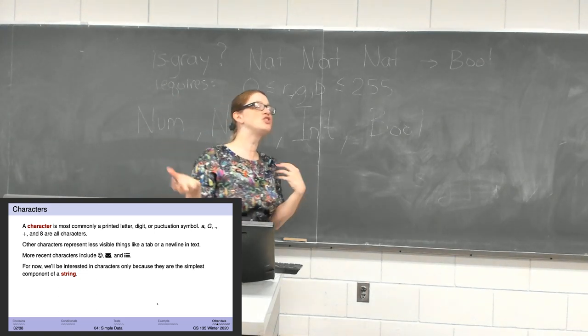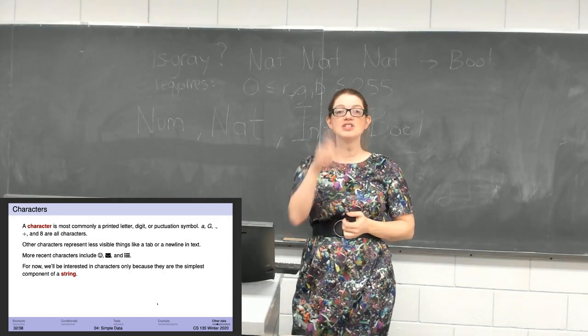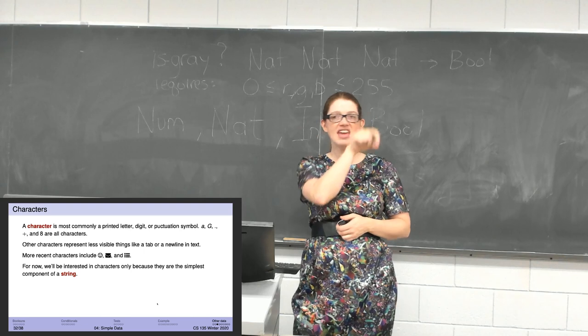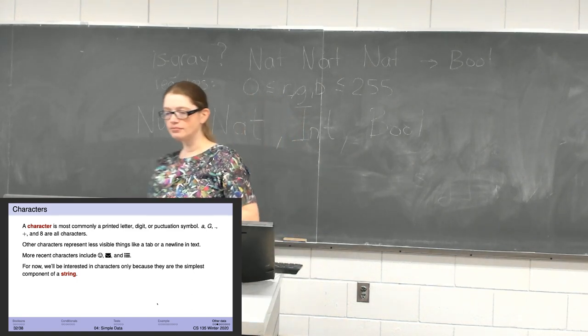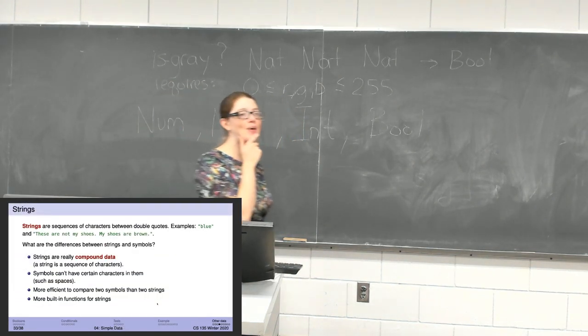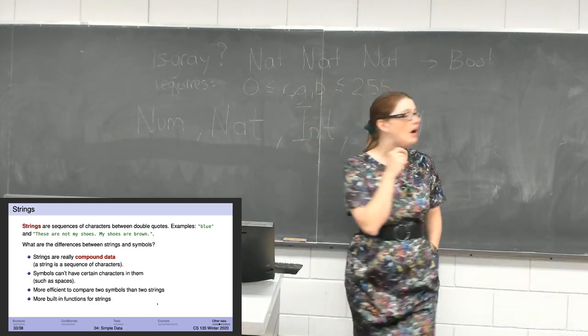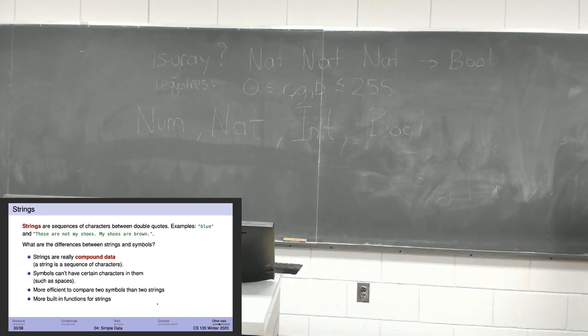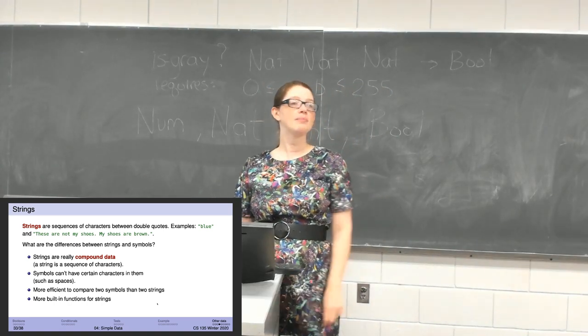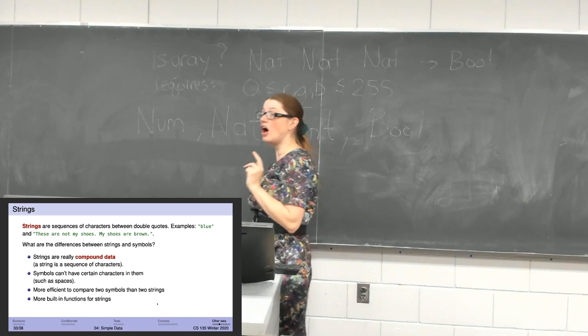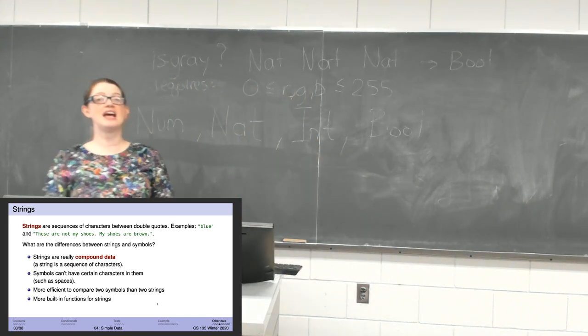Another difference between a symbol and a string is we can't have white space in symbols. So it's literally just going to be one solid thing. Whereas a string, I can have white space, I can have all kinds of things in it. Now, how do I make a string in Racket? Well, the same way you make a string in pretty much any language out there: you enclose your sequence of characters in double quotes. So if you use the double quotes, congratulations, you have a string. A string in Racket is not an atom because it is compound data. A character, on the other hand, is not compound data, so it is a simple value and it is an atom.